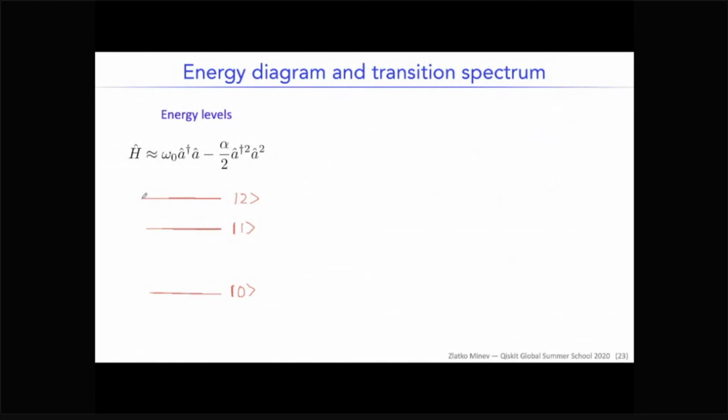Right, and then the energy of the ground state, let's just label it as 0. The energy of the first excited state we'll label as h bar omega q. The energy of the second excited state is h bar omega q minus alpha.